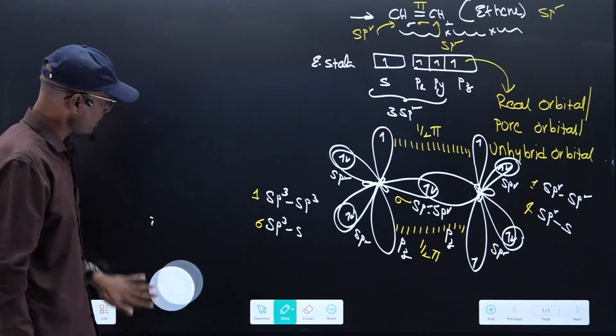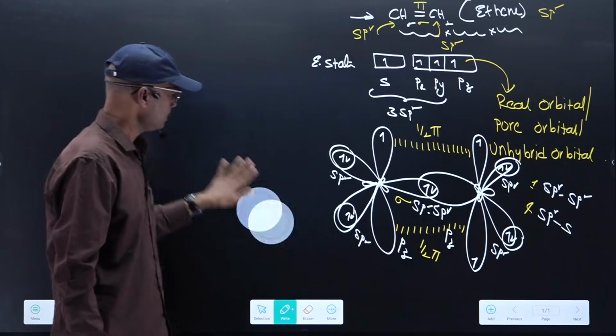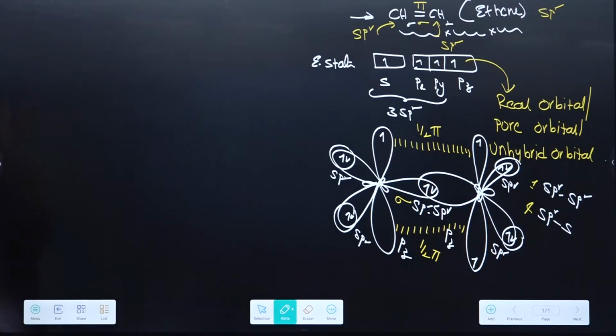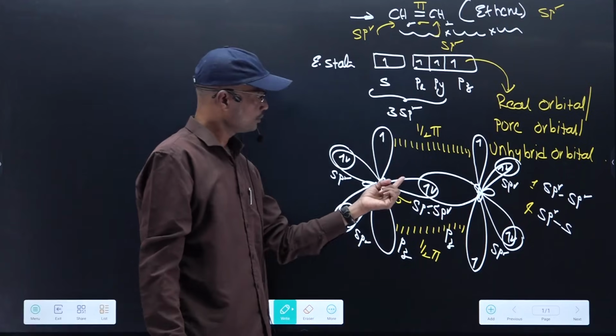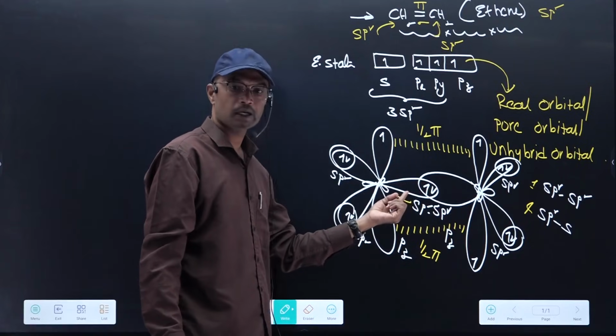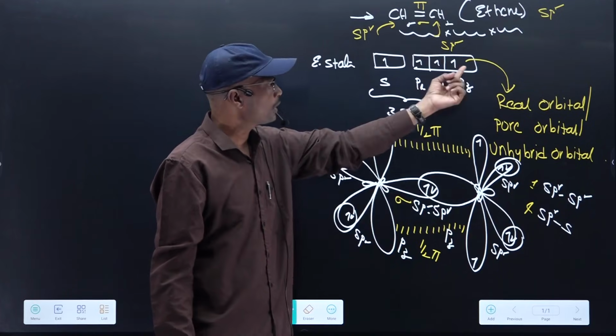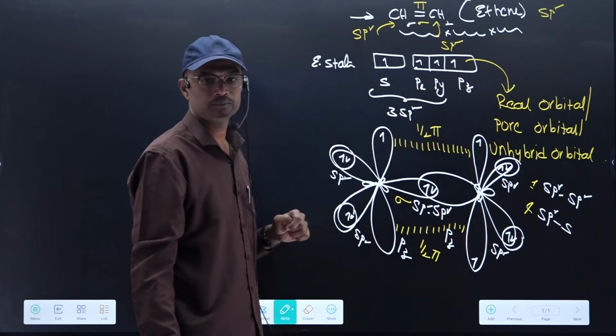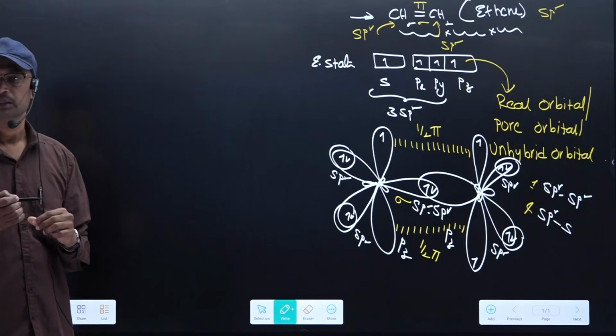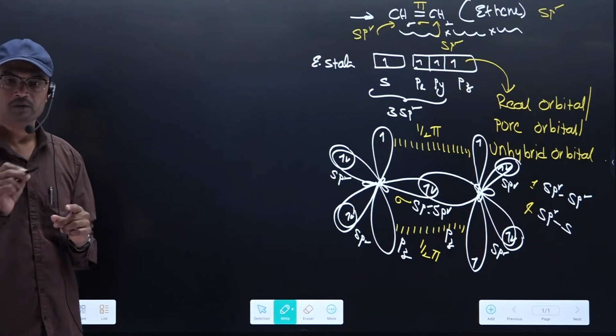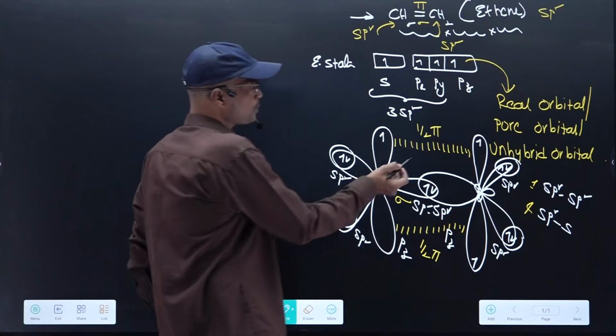So try to write sidewise overlaps and head-on overlaps. What type of overlaps, try to remember. Which orbitals are responsible to give sigma bond? Sigma bond is produced by head-on overlap. Hybrid orbitals produce sigma bond. Unhybrid orbitals produce pi bond. Whichever orbitals are not intermixing, if those orbitals overlap in a sidewise manner between two adjacent carbons, they are responsible to give pi bond.